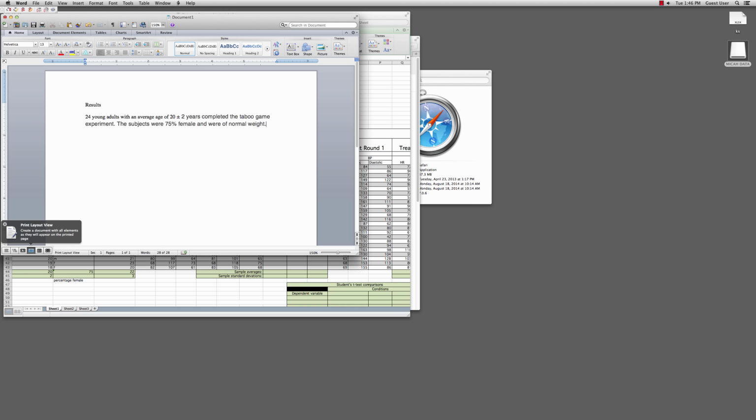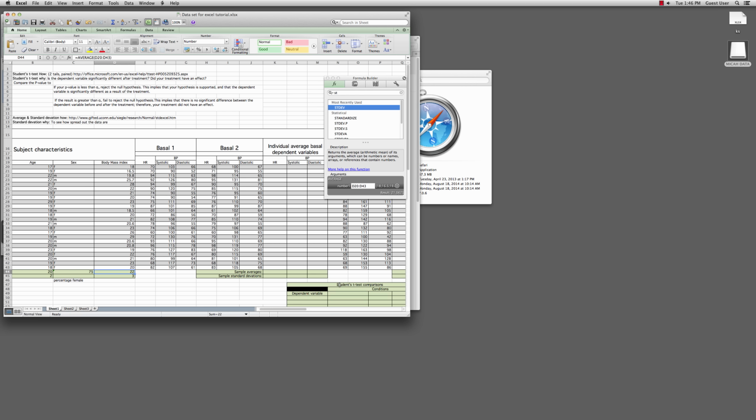All right, so we have described the subjects and we said what experiment they did. If you have more subject characteristics, by all means, add them. But that's pretty much all I have for this example. All right, back to your data set.